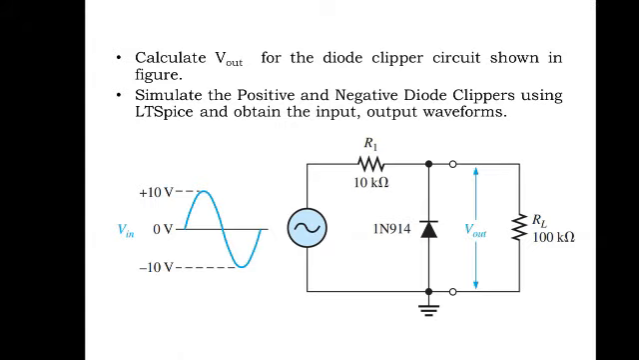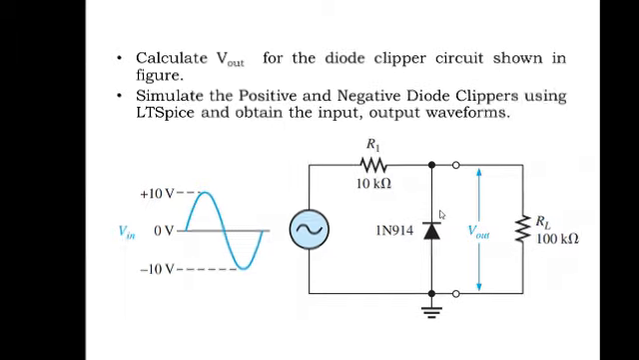We are going to do the simulation of the circuit which is shown here. We will take all the parameters and values as given in this diagram. So you have to do the calculation in order to know what will be the voltage appearing here. We will move on to LT-Spice and see how to do the simulation of the positive clipper circuit using LT-Spice and obtain the input and output waveforms.